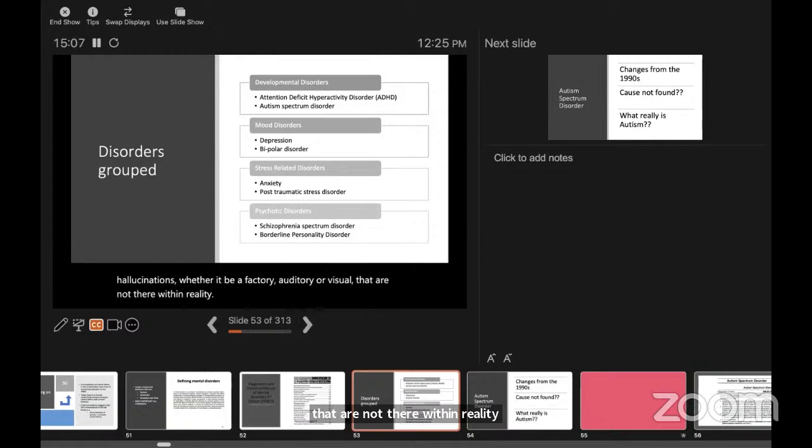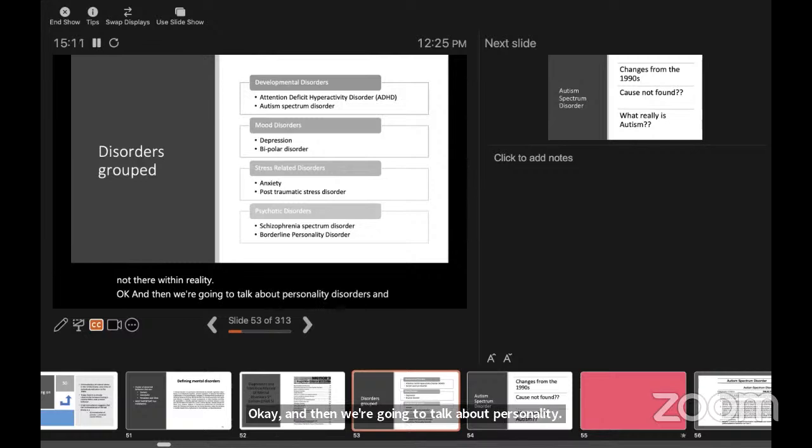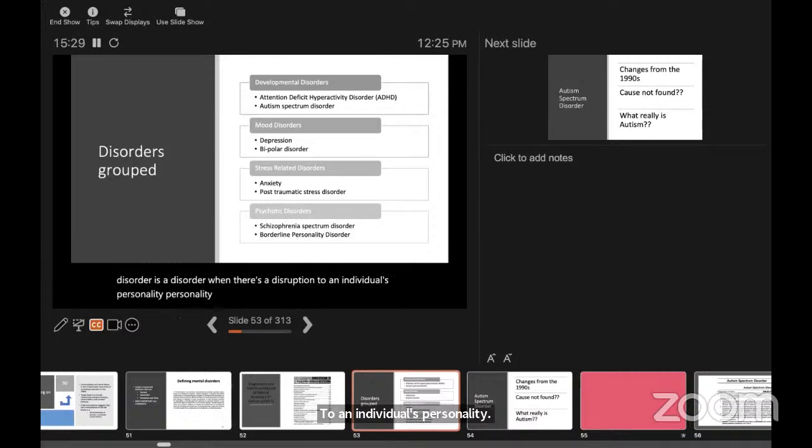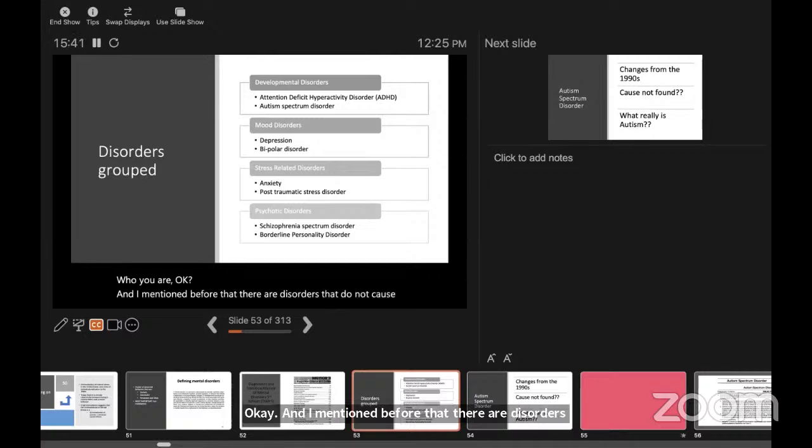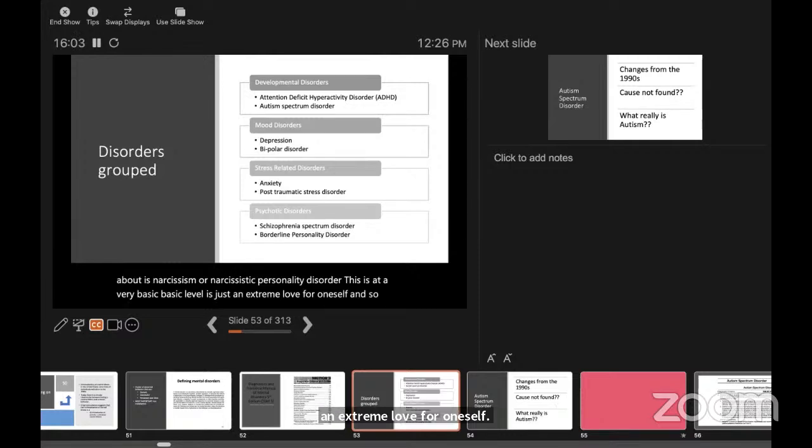Okay, and then we're going to talk about personality disorders, and the one we're going to focus on in this section is borderline personality disorder. But what is a personality disorder? A personality disorder is a disorder when there's a disruption to an individual's personality, personality being that thing that makes you unique, that makes you who you are, okay? And I mentioned before that there are disorders that do not cause stress to the individuals, but can cause stress to their environment and to those around them. One personality disorder that we will talk about is narcissistic personality disorder. This, at a very basic level, is just an extreme love for oneself. And so they exert that to other people and expect other people to recognize them for that, okay?